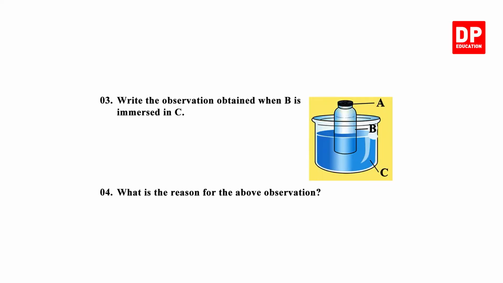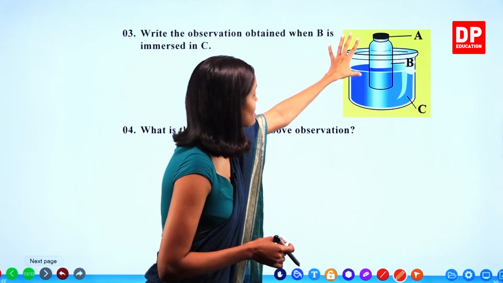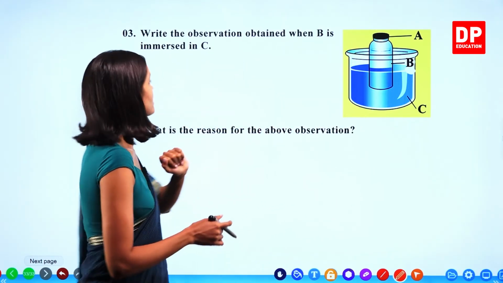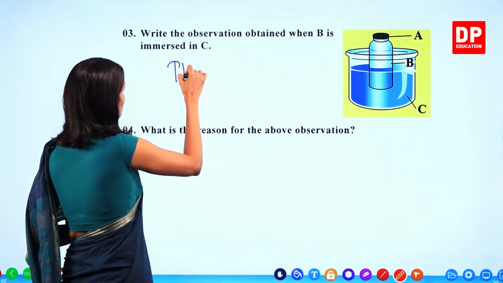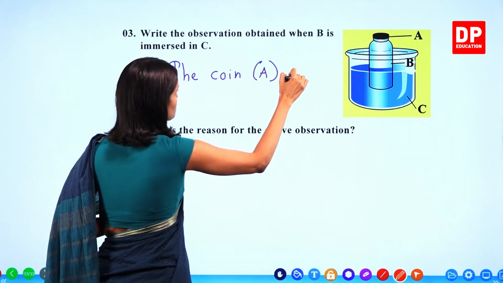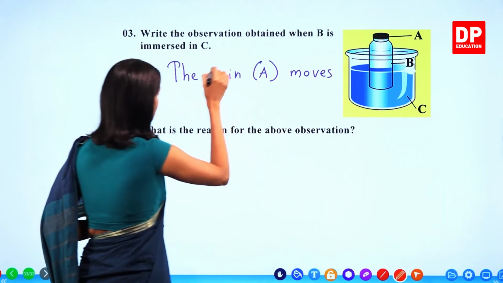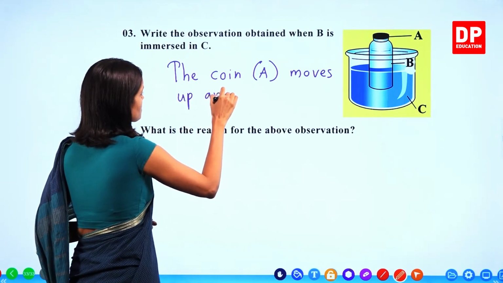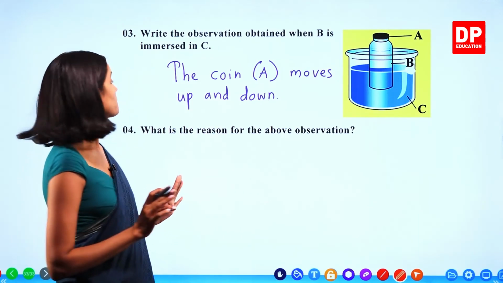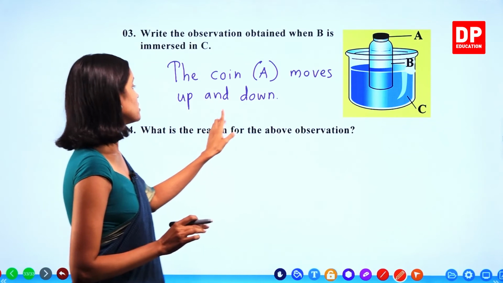Number 3. Write the observation obtained when B is immersed in C. What happens when we immerse this empty glass bottle with the coin on the top? When it is immersed in hot water, what happens? The coin moves up and down, right? The coin moves up and down. Okay? What is the reason for the above observation?